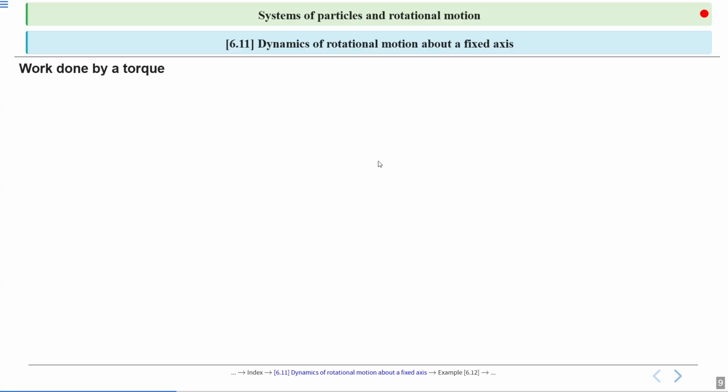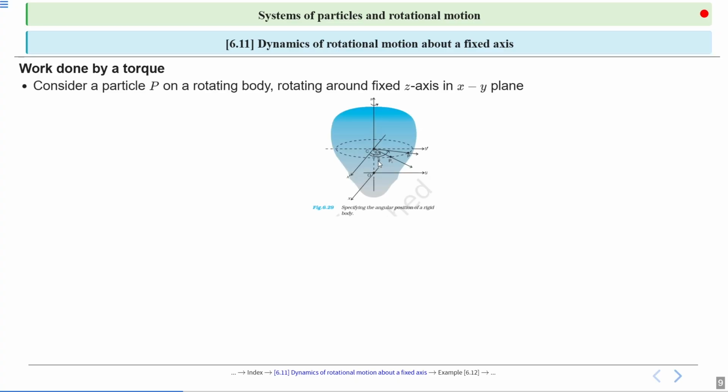Work done by a torque. Now we will understand the work done by a torque. Consider a particle P on a rotating body. Look here at figure 6.29, specifying the angular position of a rigid body that rotates along a circular path. The particle P is on a body rotating around a fixed axis, the Z axis, in the XY plane.